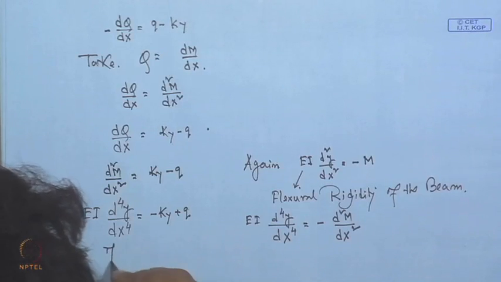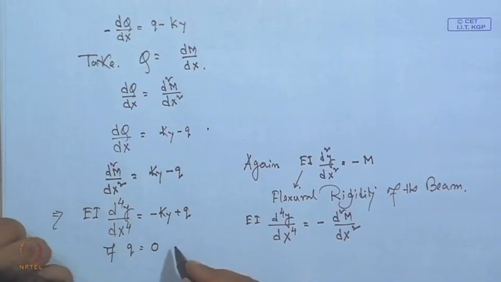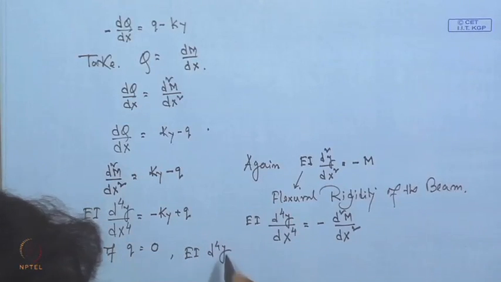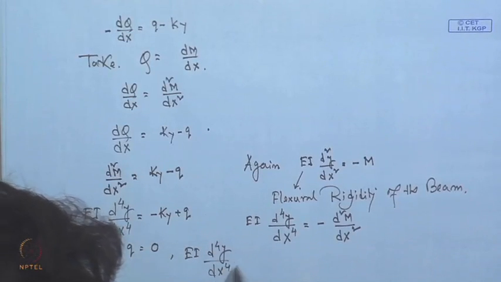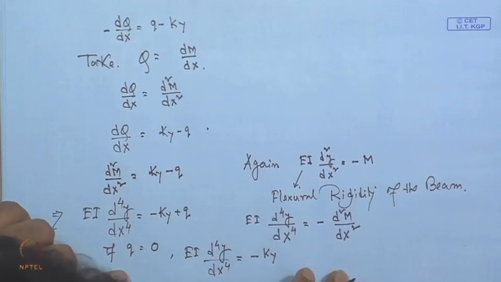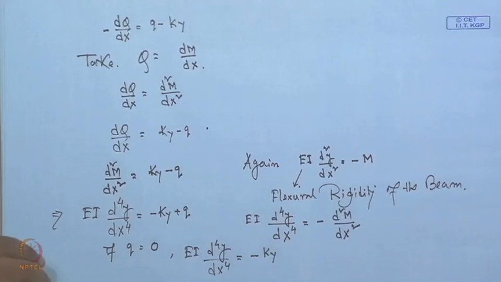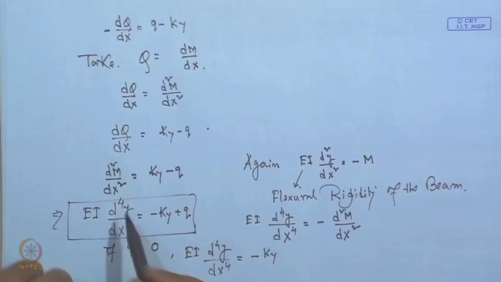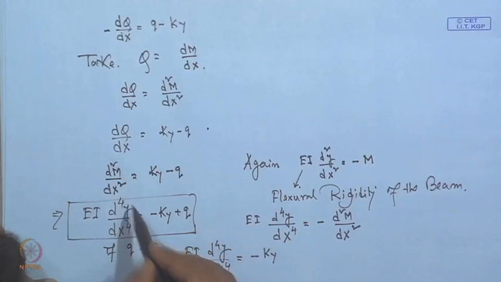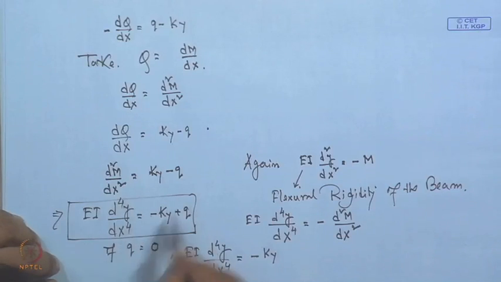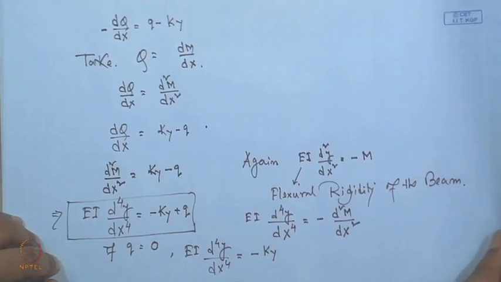So, again if q is equal to 0, then E I d to the power 4 y d x to the power 4 will be minus k into y. So, now we have that expression, E I d to the power 4 y d x to the power 4 equals minus k y plus q. So, now we have to solve this expression for the different conditions.